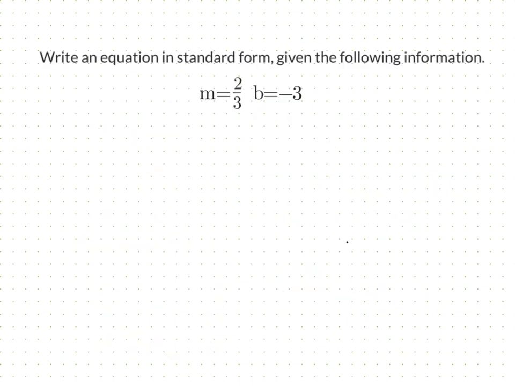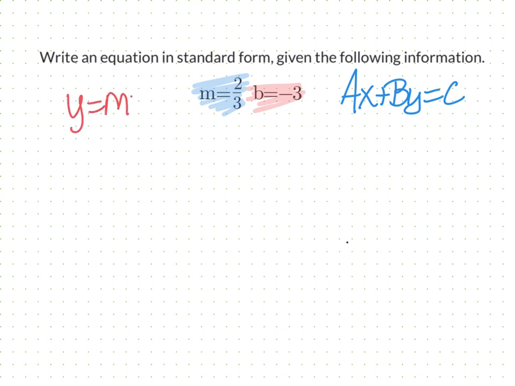All right, so write an equation in standard form given the information. So we're going to write an equation in standard form, which is Ax plus By equals C. Now the information we're given is slope and y-intercept. So I have to look at the form that has slope and y-intercept, and that is y equals mx plus b. Okay. So now I need to write the information in this form and get it to look like that. Okay. So let's put our information in.